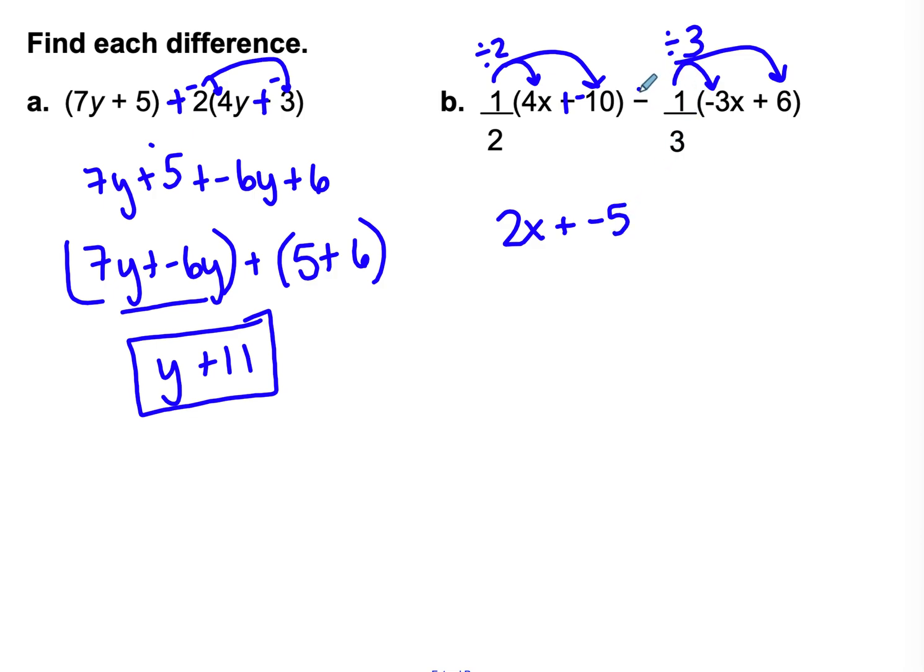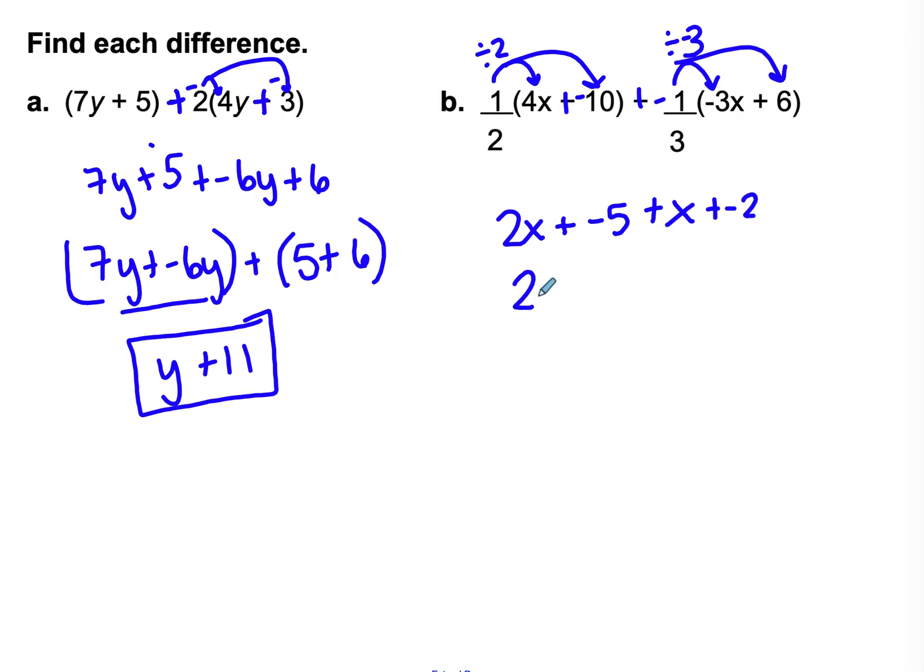Okay, now I do need to do boom, boom. It's really like I'm dividing by a negative 3 here. Negative 3x divided by negative 3 is a positive 1x. And then 6 divided by negative 3 is a negative 2.